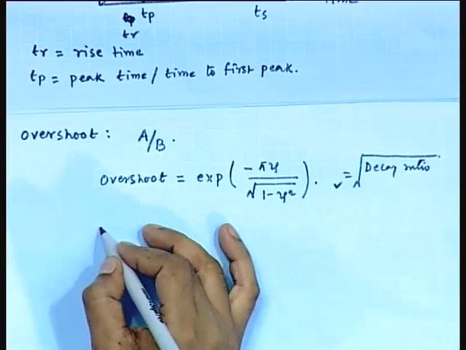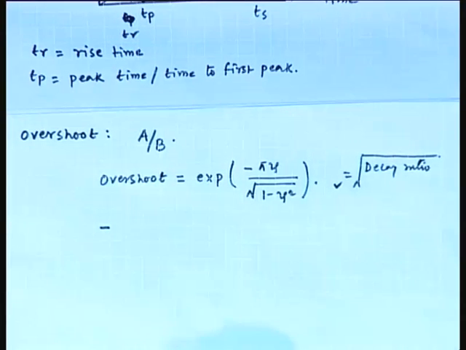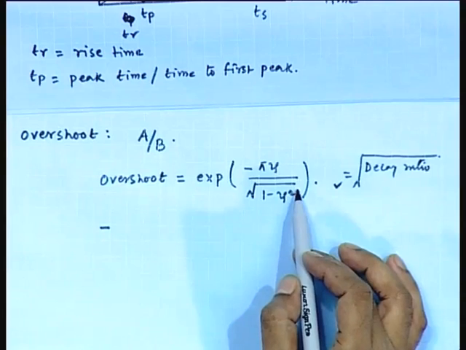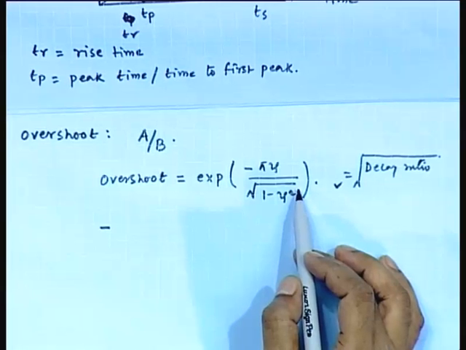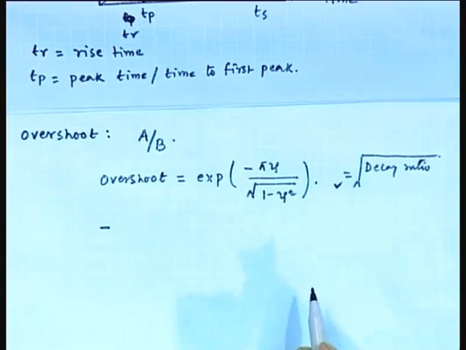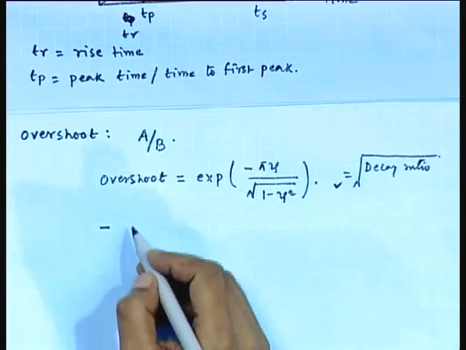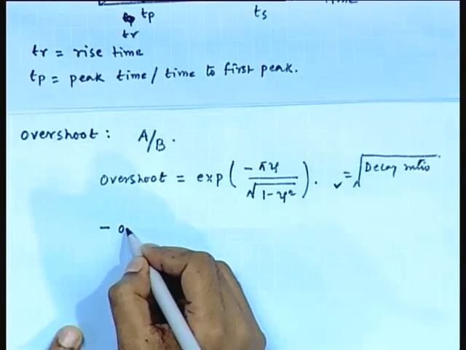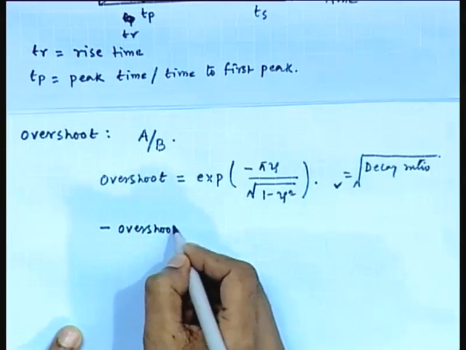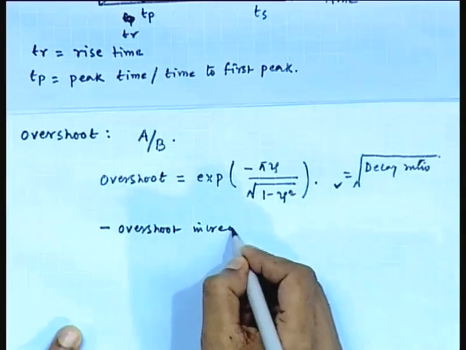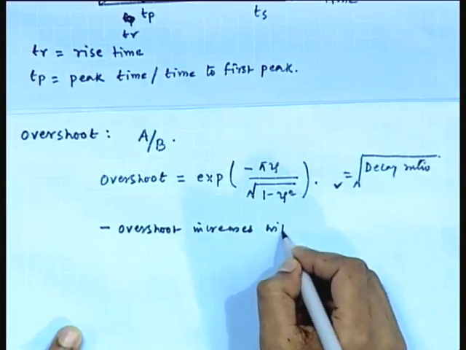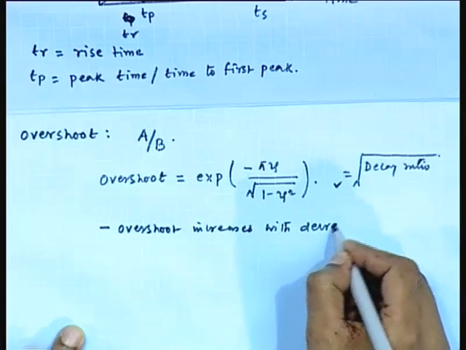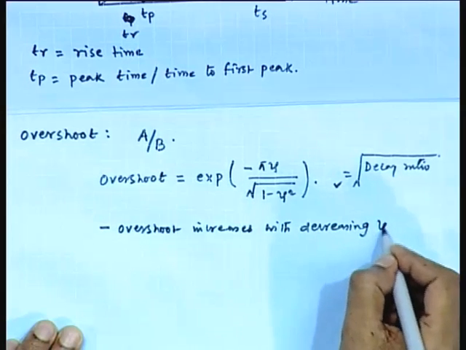Fine. Now, overshoot increases with decreasing zeta. If you see this expression, it is clear that overshoot increases with decreasing zeta. So, first remark we can make, that is, overshoot increases with decreasing zeta.